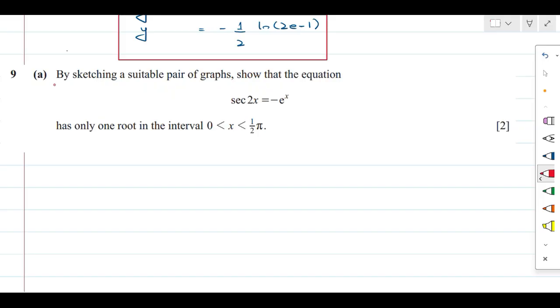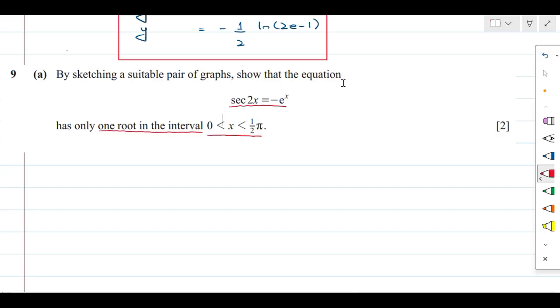Question number 9, part A. By sketching a suitable pair of graphs, show that the equation has only one real root in the interval 0 to pi by 2. Okay, so we need to sketch the graph secant 2x equals to negative e power x.